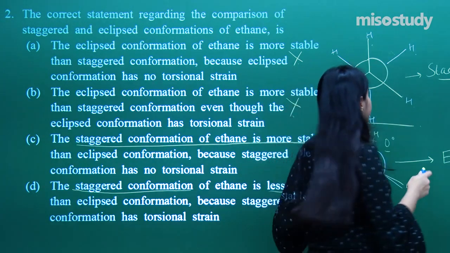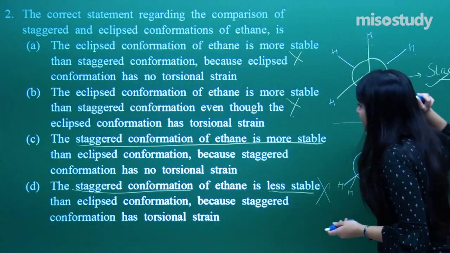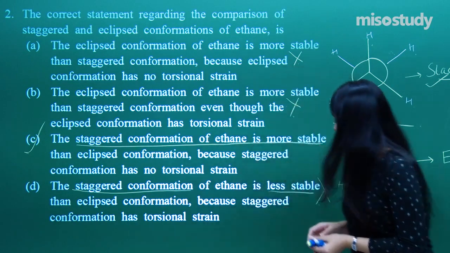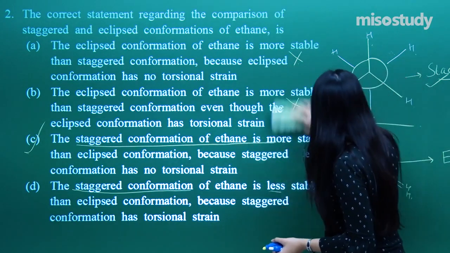So I hope you all have got the answer. Staggered is always the stable one. C is the answer. I hope you all have got it right. Let us move on to the next one.